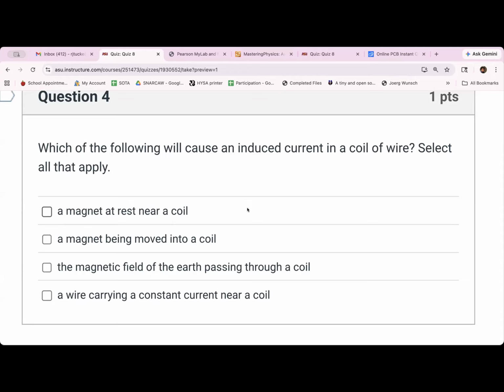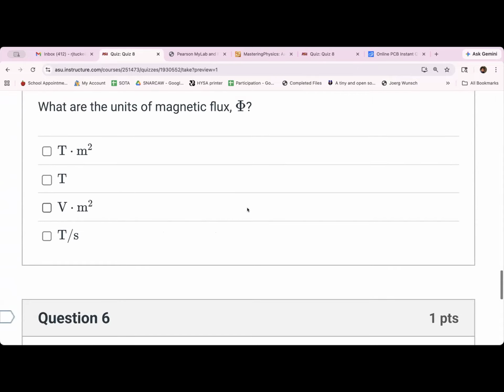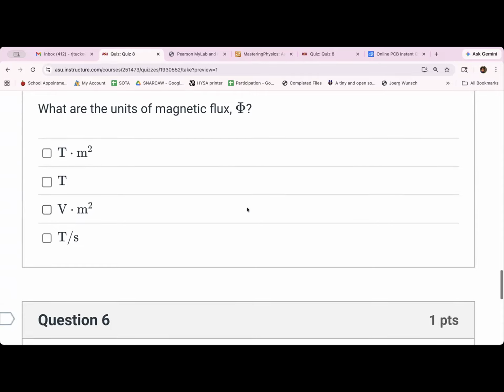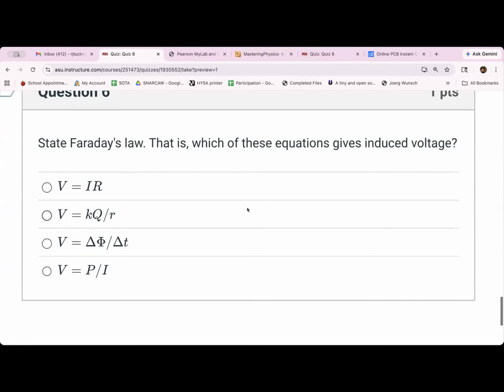Passing through doesn't mean the coil is moving. The field is going through, oriented along the direction of the coil. Last one, wire with constant current. Is anything changing? No. No flux induced, A and C. This one, God willing, is easy: Tesla meter squared. If you don't know this, then you haven't been paying attention. There you go, there's a quiz.